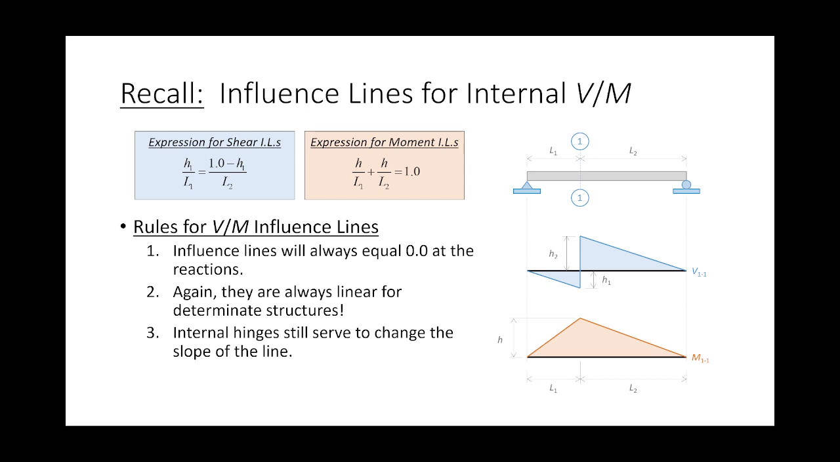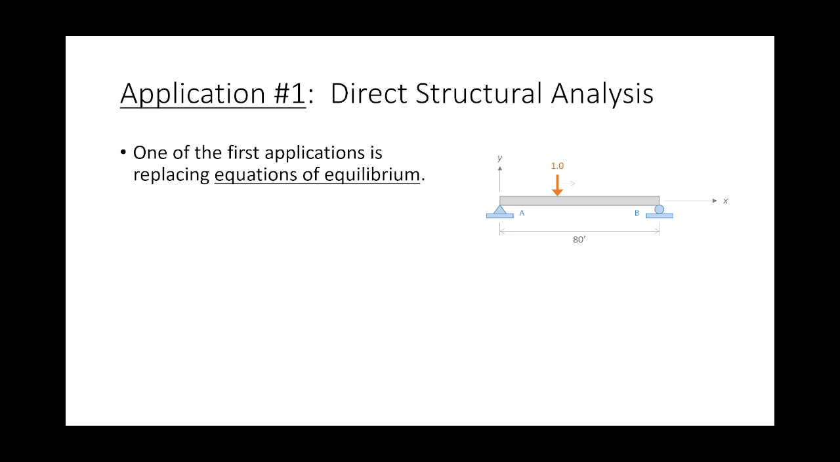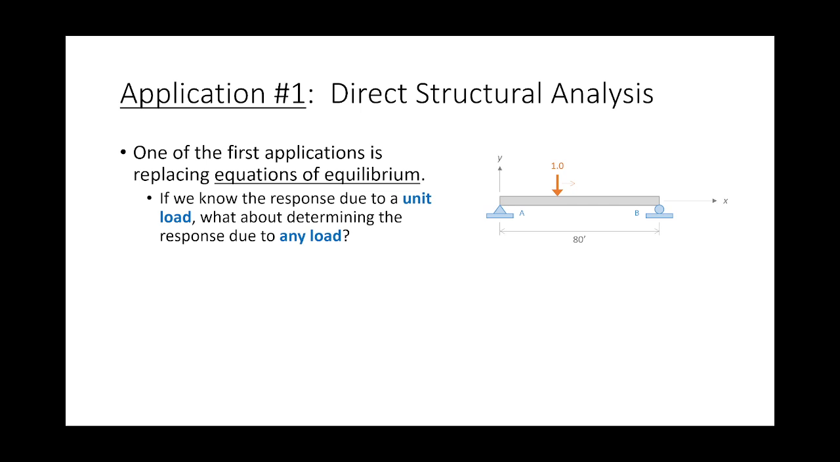Okay. Up until now, influence lines are pretty little pictures of lines that really haven't done much for us. So what are we going to do with them? There are two applications of influence lines that are connected, but you need to understand both of them. The second application, which is by far the more important one, is impossible without the first. So let's talk about the first. The first application is that it allows you to perform structural analysis directly. One of the first applications is maybe replacing the equations of equilibrium.